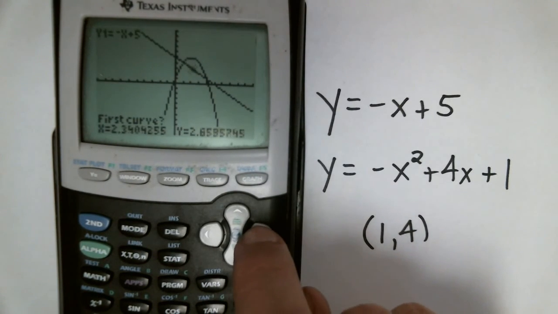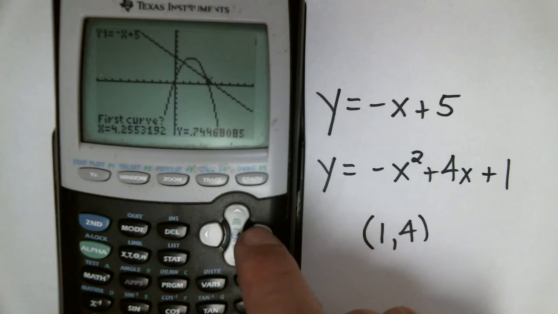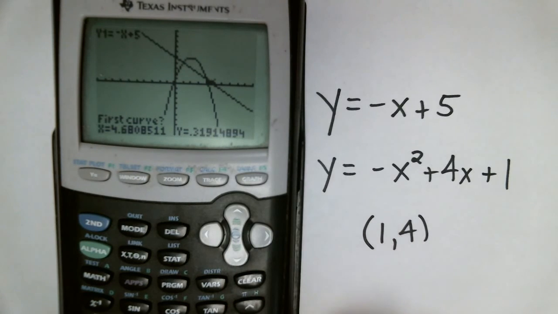Okay, so now he's still on the line, but now I need Mr. Spidey over here somewhere close to the second intersection. To the left, to the right, doesn't matter. I'll put it on the right, doesn't really matter. He just needs to be close. That's good enough. Press enter.